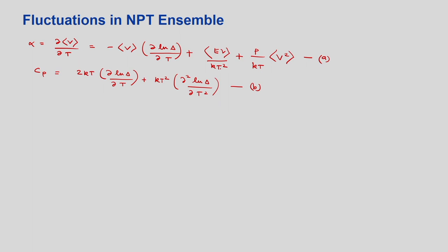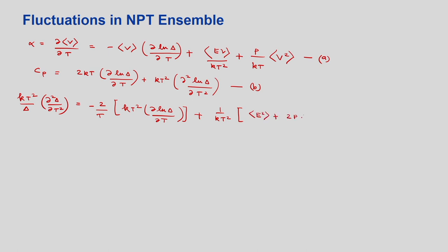Now, Cp. Now, these two terms somehow I have to replace in the previous expression. So let us see the previous expression. Let us write it down. I will see term by term, the kt square delta dou square delta by dou t square. Okay, then you have this expression from the previous term, it will be kt square dou ln delta by dou t plus 1 by kt square into e square ensemble averaged plus 2p plus.